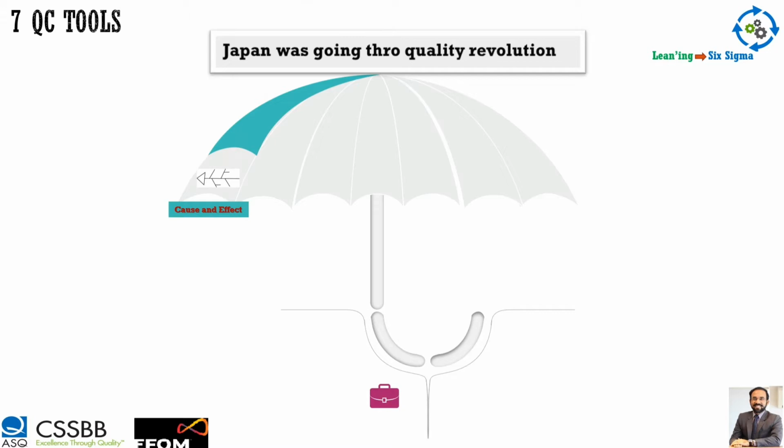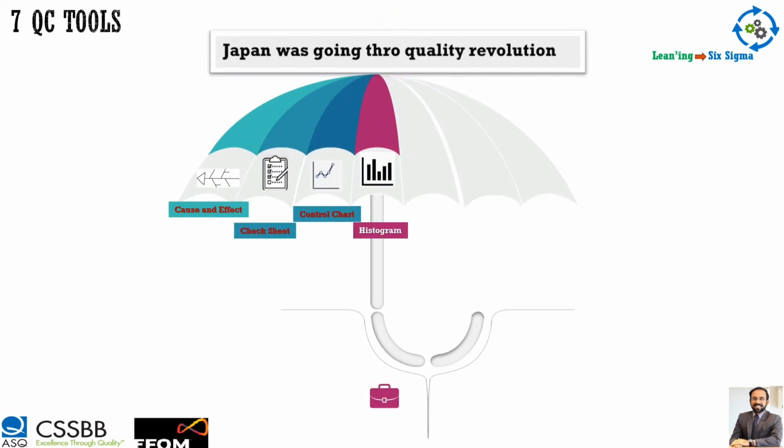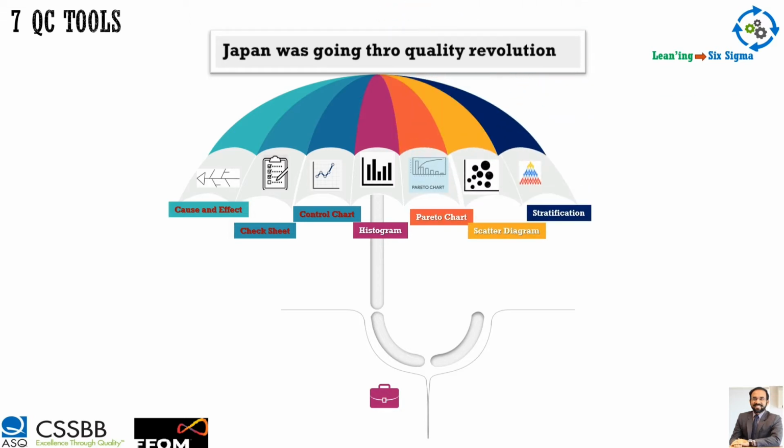So the first one, the cause and effect. Second, check sheet, control chart, histogram, Pareto chart, scatter diagram, and stratification. As I mentioned to you, these are the standard QC tools. But what I'm going to handle in this particular blog is some of them with a case example.